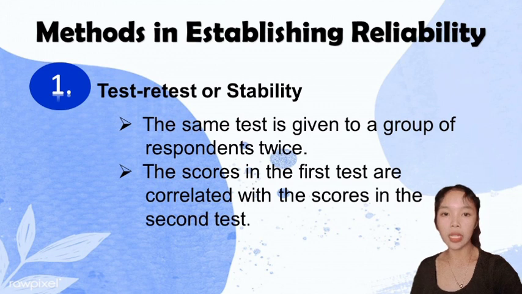retest, or stability. It is where the same test is given to a group of respondents twice. The scores in the first test are correlated with the scores in the second test. Test-retest is a method that administers the same instrument to the same sample at two different points in time, perhaps at one-year intervals. If the scores at both time periods are highly correlated, they can be considered reliable.